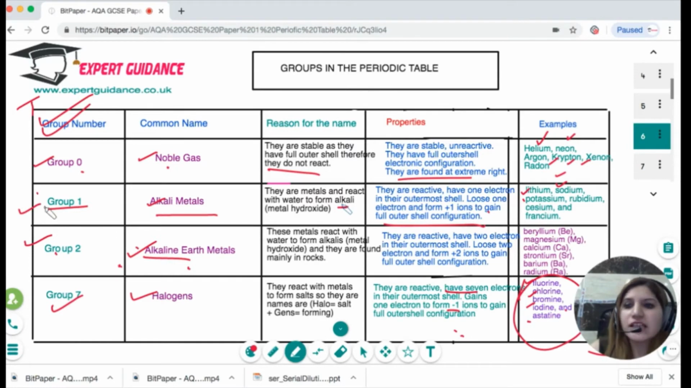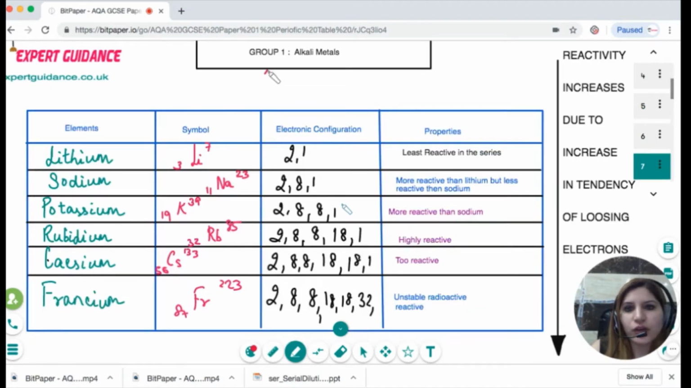Okay, so now let's elaborate on group 1 and group 7 a bit. When we talk about group 1, these are all the elements: lithium, sodium, potassium, rubidium, cesium, and francium. That is their symbol, which you can easily see from the periodic table, and this is their electronic configuration. Lithium is 2,1; sodium 2,8,1; potassium 2,8,8,1. Now you can notice all of them have one electron in their outermost shell. Therefore, they all belong to group 1.